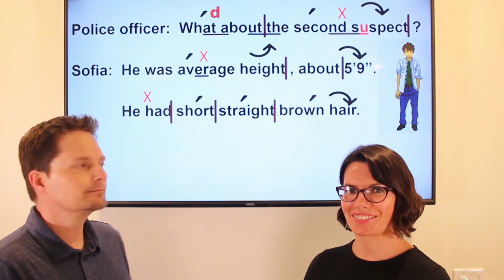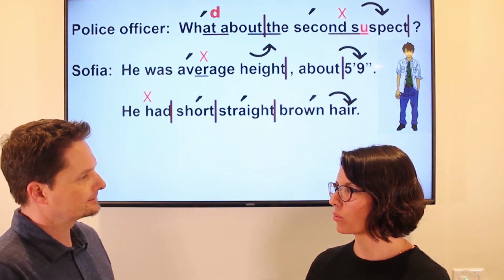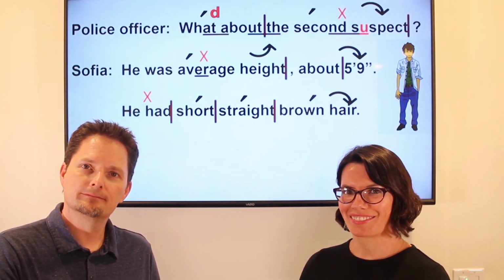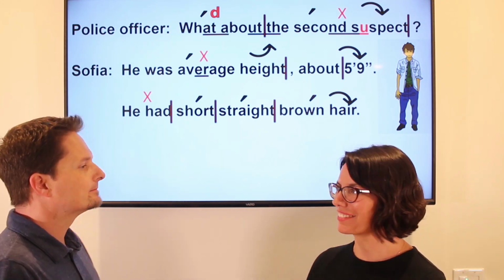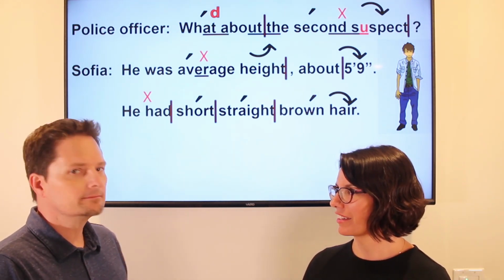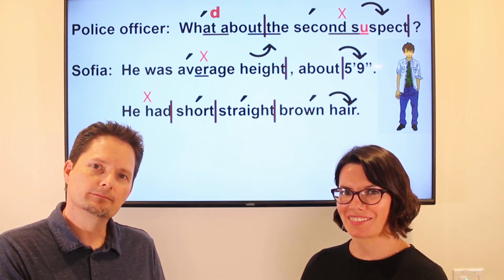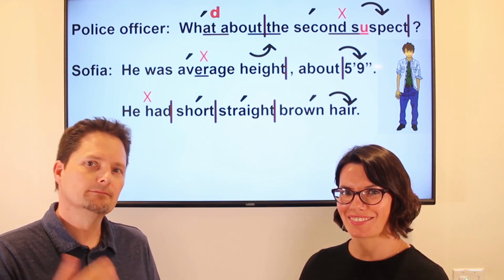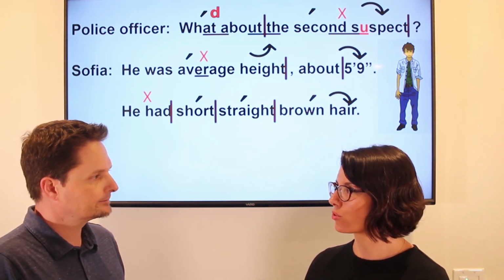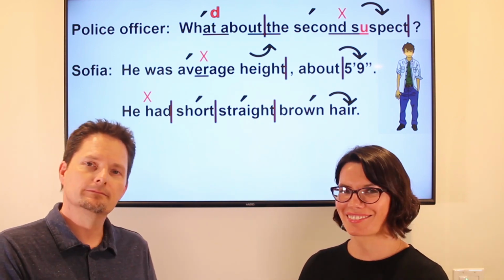Let's practice. What about the second suspect? Very good. He was average height, about 5'9". He had short, straight brown hair.